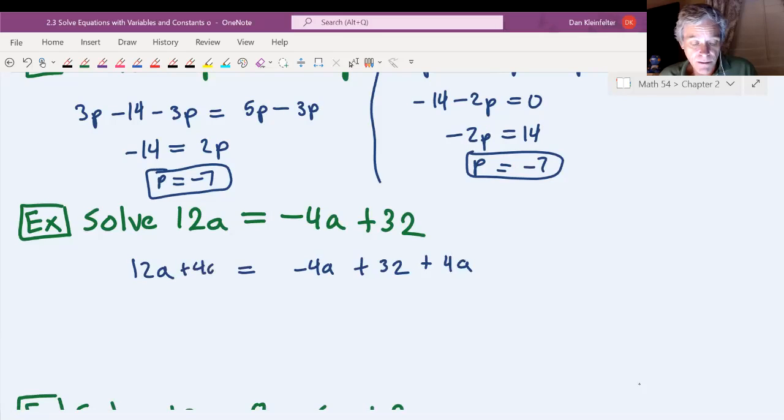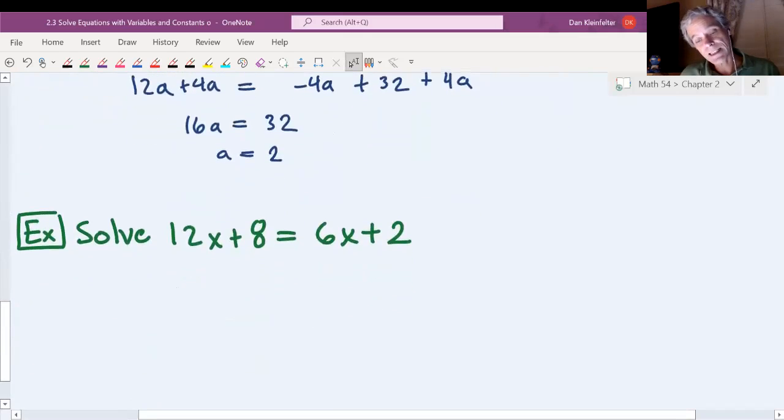I have to do that on both sides. 12a plus 4a is 16a. The right side, negative 4a plus 4a is 0a, or 0. And so we have just 32. Okay, now we're going to divide both sides by 16. 32 divided by 16 is 2. Final answer is 2.